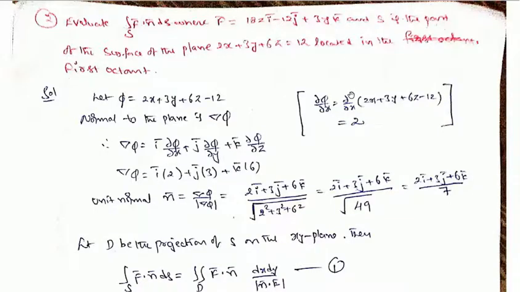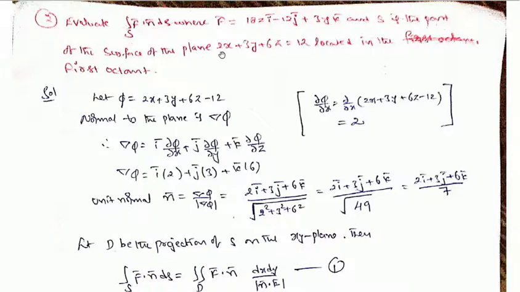Hi dear students, now we are discussing some problems related to surface integral. Evaluate the integral over S of f bar dot n bar dS, where f bar is the force vector 18z i bar minus 12 j bar plus 3y k bar, and S is the part of the surface of the plane 2x plus 3y plus 6z equal to 12 located in the first octant.